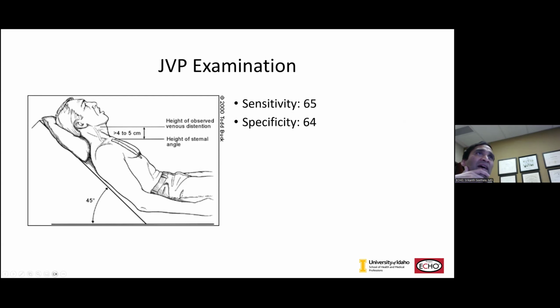And how do we examine the JVP? We need to do it at a 45 degree angle, and we need to measure from the manubrium sterni to the top part of your JVP. And it has a sensitivity of 65% and a specificity of 64%. Next slide.